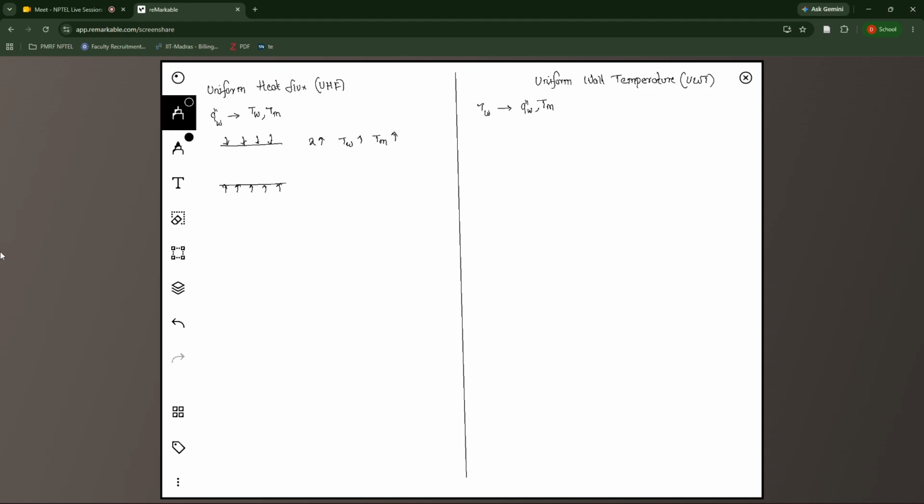However, if I were to plot this as a function of the streamwise direction, x, then we will see that the mean temperature actually increases more or less linearly, while the wall temperature initially increases quite fast and then eventually it settles down. And this distance, the Tw minus Tm, will actually be a constant. And this region beyond which this difference becomes constant is called fully developed.